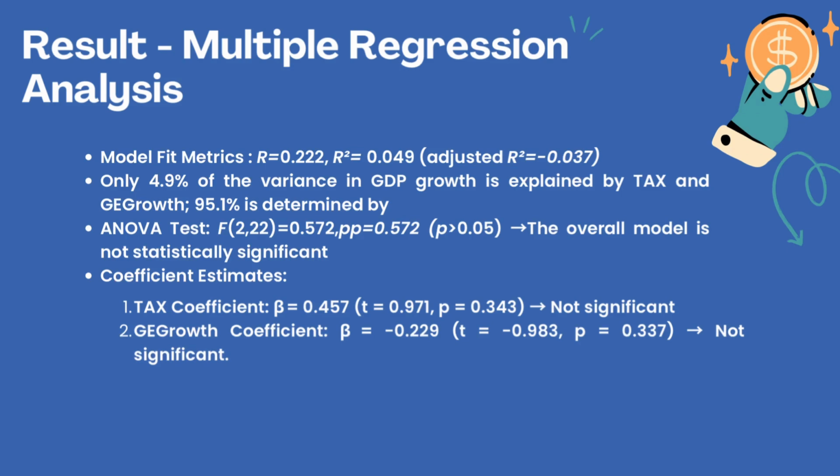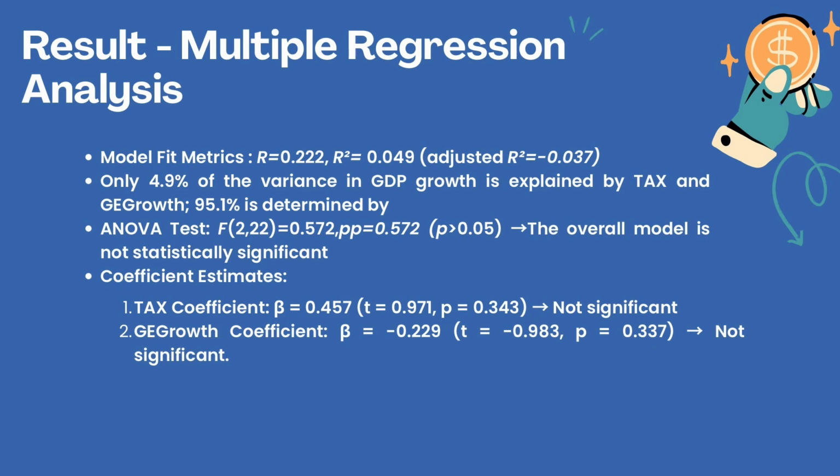The regression analysis shows that the model has a low explanatory power, with an R-squared value of only 0.049. This means that tax revenue and government expenditure growth explain only 4.9% of the variation in GDP growth. The ANOVA test also indicates that the overall regression model is not statistically significant. Furthermore, both tax revenue and government expenditure growth have insignificant regression coefficients, meaning neither variable has a significant individual effect on Malaysia's economic growth during the study period.